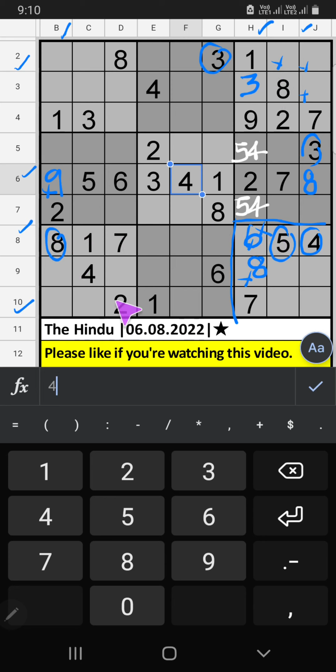10th row, we have 1 and 2. So 1 and 2 can't come in these cells. It will come in another 2 cells. Column I, we already have 2. So 2 can't come in the cell. 2 is confirmed here. Then 1 is here.